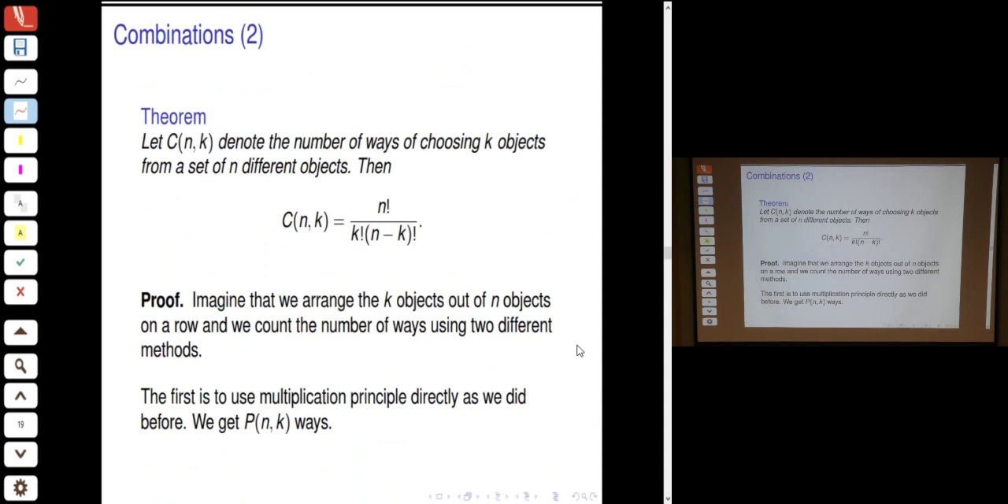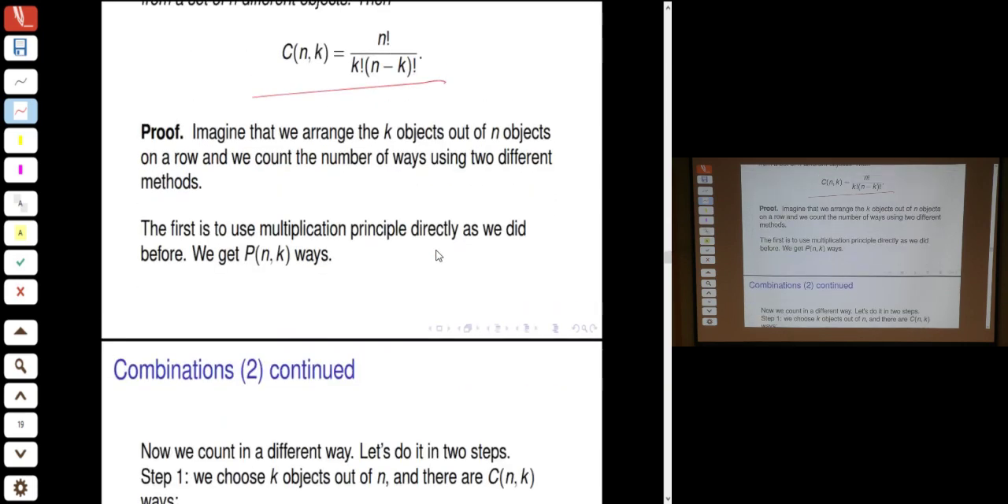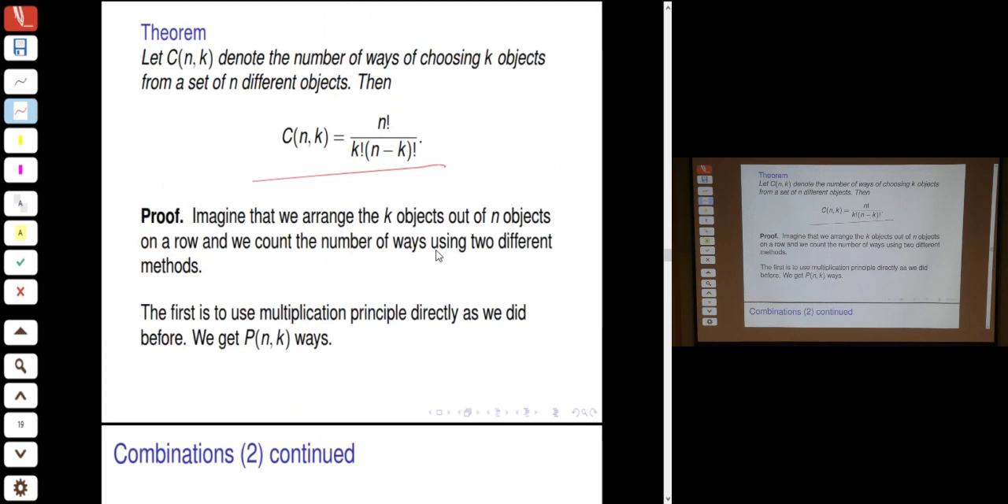Here is the result. Let C(n,k) denote the number of ways of choosing k objects from n different objects. Then you can write down a formula for C(n,k), which is n factorial divided by k factorial times n minus k factorial. To understand why this should be the case, we imagine that we arrange k objects out of n objects in a row and we count the number of ways using 2 different methods.